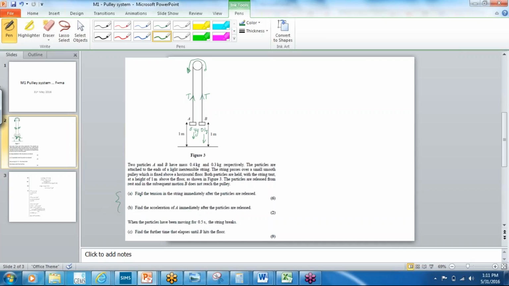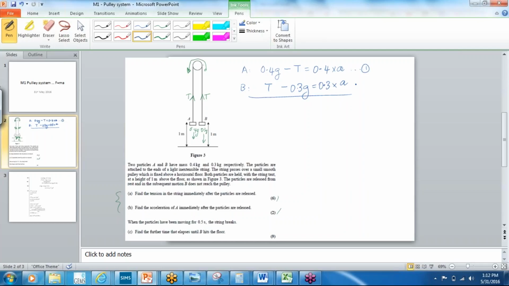We can do pretty much both of these questions together to gain these 8 marks. So let's look at the system. For A, because we're heading down, 0.4 G is greater than the tension up, which results in mass times acceleration, 0.4 times A. For B, we have a stronger force up than down, so the tension up, take away 0.3 G down, results in mass times acceleration, 0.3 times A.